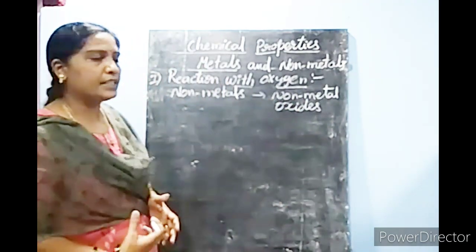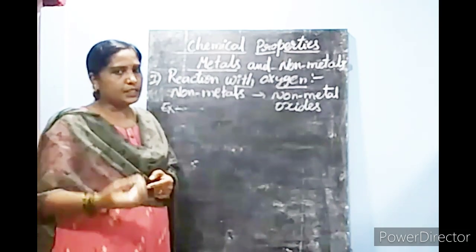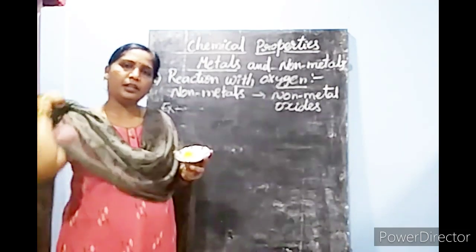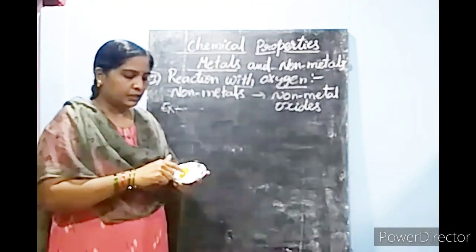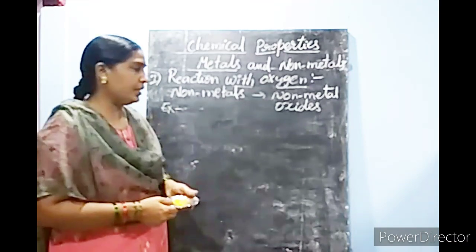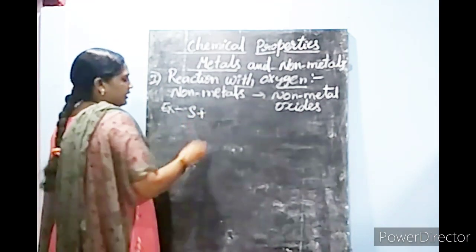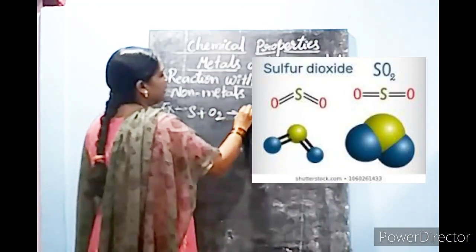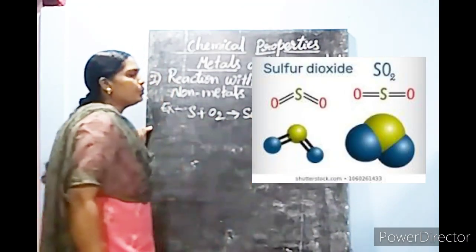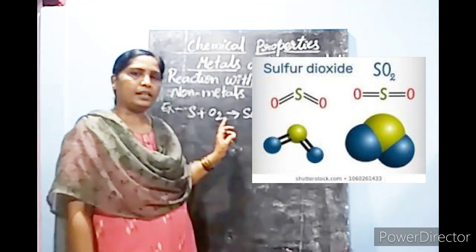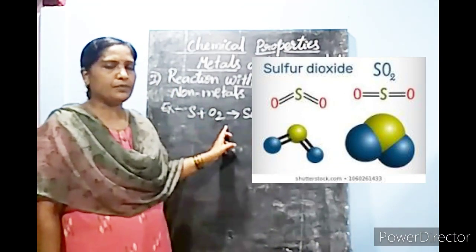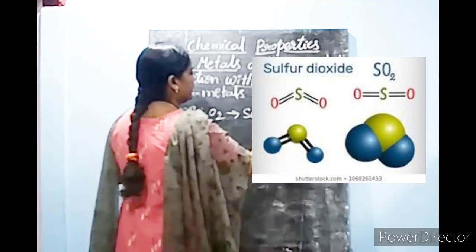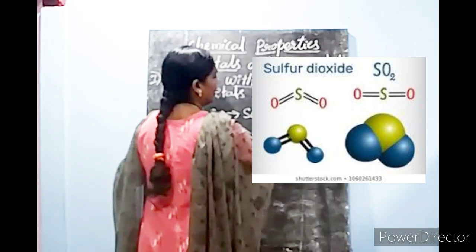We'll see one example. Sulfur. Take a small amount of sulfur, and when it reacts with oxygen, it forms SO2. When sulfur reacts with oxygen, it forms SO2. SO2 means sulfur dioxide.